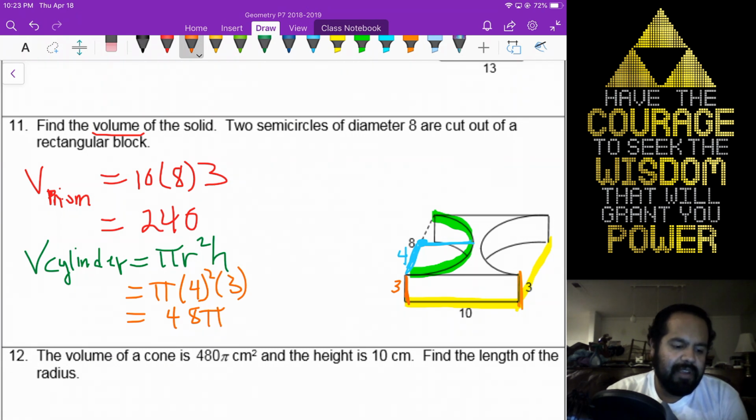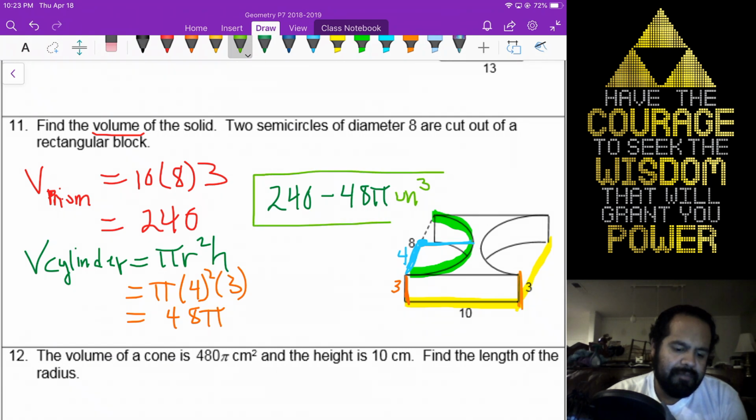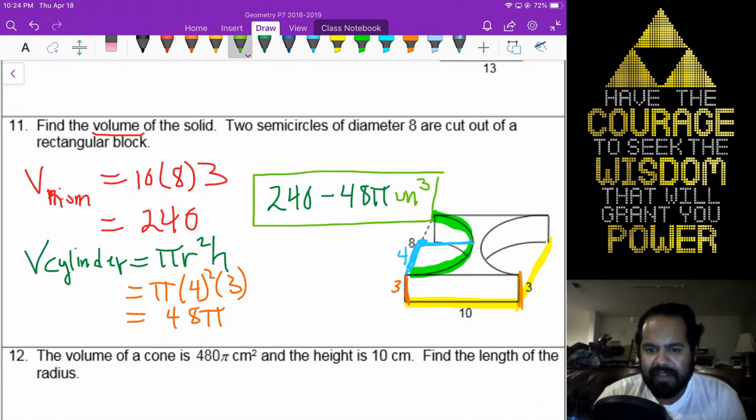Now, finding the volume, since we wanted an exact form, you're going to do 240 minus 48 pi. Since this answer has a pi in it, and this one does not have a pi in it, we can't actually subtract the two. So you're just going to put your units on. Since there are no units written on here, we're going to write in the word units. Come on, iPad. There we go. Units cubed. So there you have it.